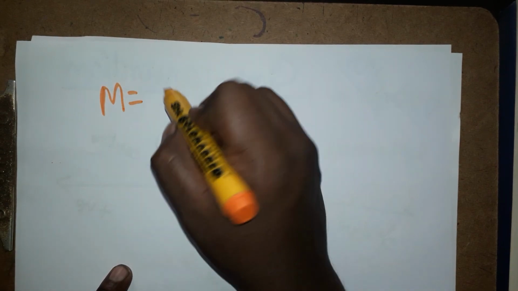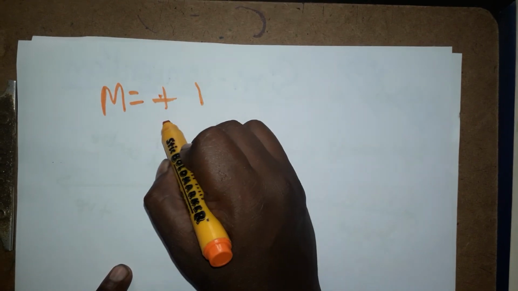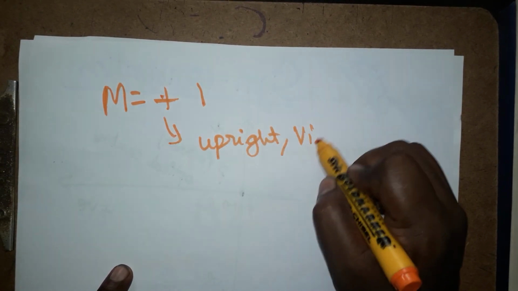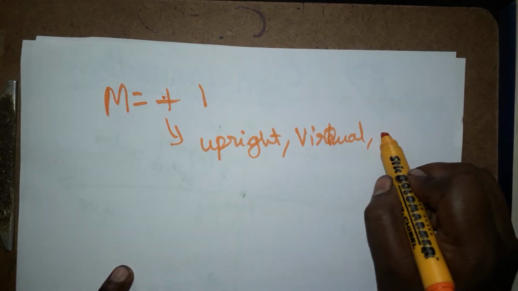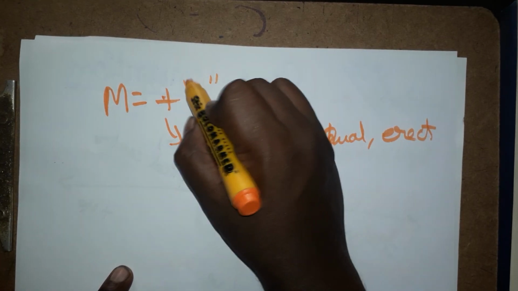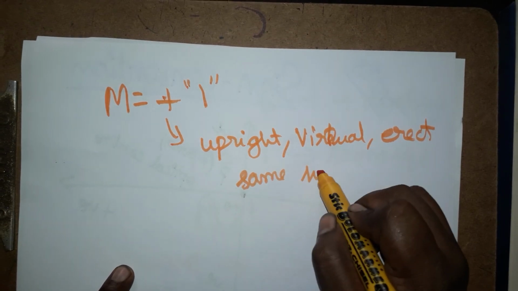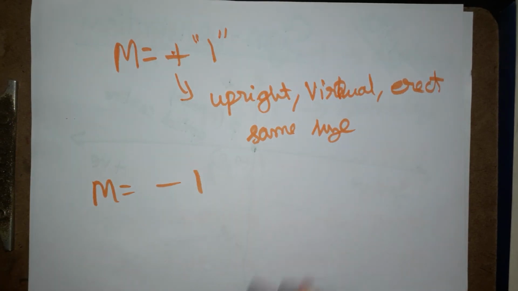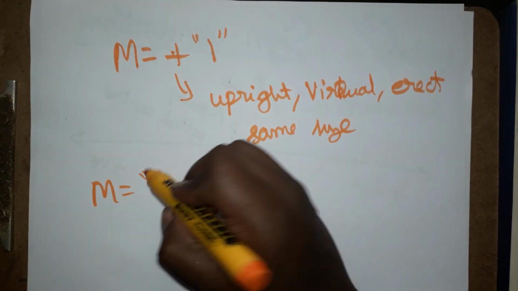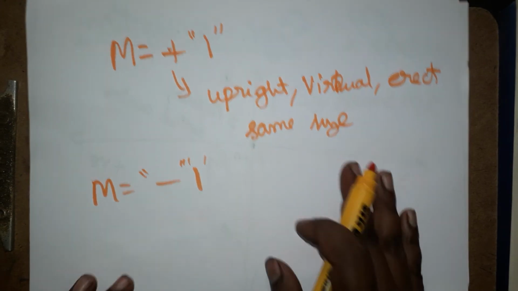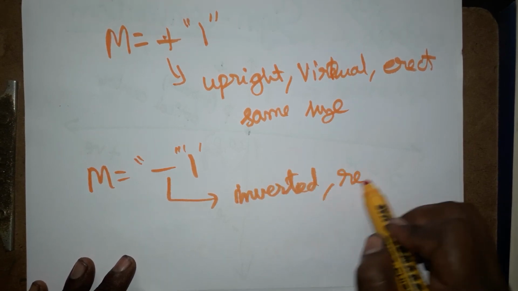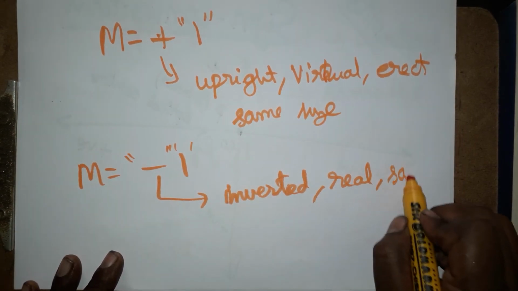Okay, so I got magnification equal to +1. +1 is what? Upright. Upright means it's going to be virtual. The image is called erect. Okay, I got 1, and 1 indicates same size. Okay, next one, magnification is -1. Don't take this value as less than 1, because the negative is separate and the value is separate, like that only you should see. Negative means inverted, real. Okay, so 1 is for same size.